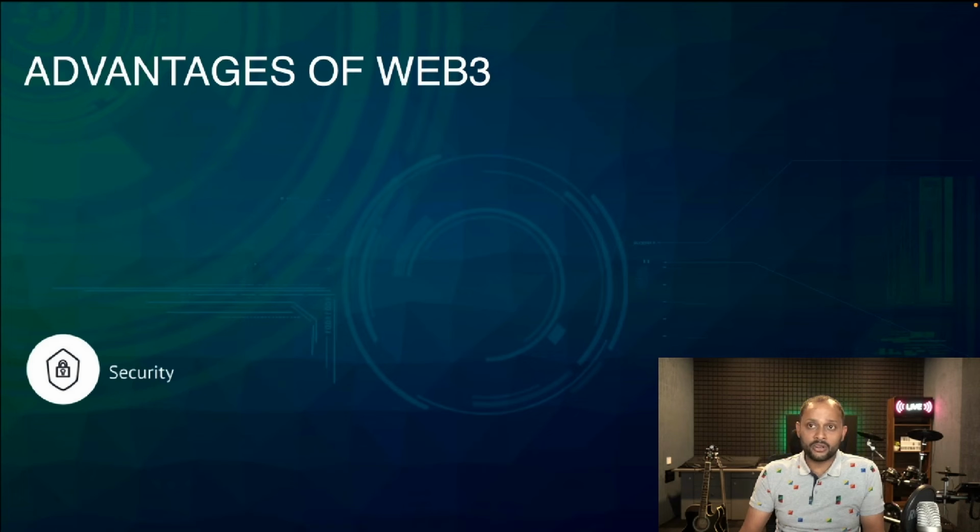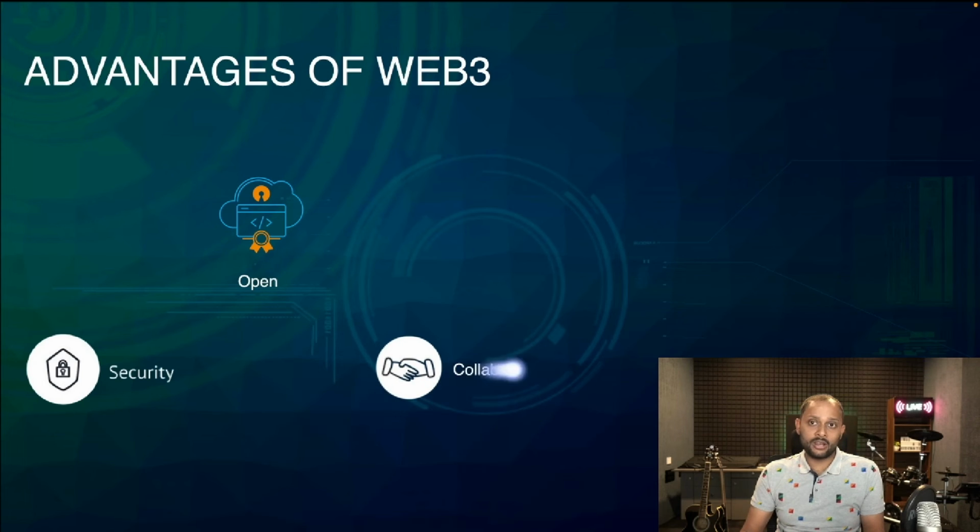For example, security. Since Web3 uses blockchain and blockchain is secure and tamper-proof, due to its use of cryptography and strong hashing methods, data cannot be changed or hacked without interference being detected. The second is that Web3 is open. These are open source software built by an open and accessible community of developers and executed in full view of the world. The third is collaboration.